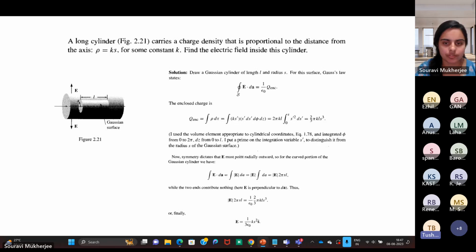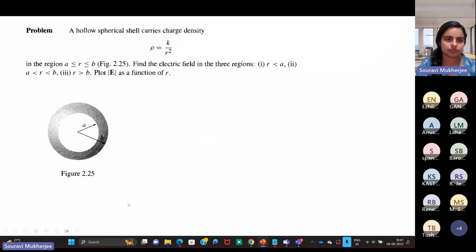Right. Using a similar concept, all these Gauss's law applications are based on the same idea: whenever you have to find the electric field in some region, you consider the charge enclosed in that region, then consider the surface element that contributes to your integral, and equate the two. So this is a hollow spherical shell, and the charge density goes as k by r square.